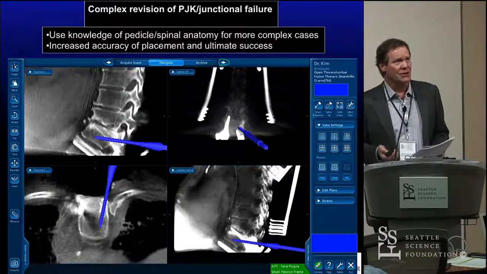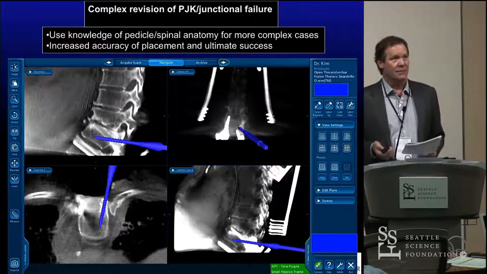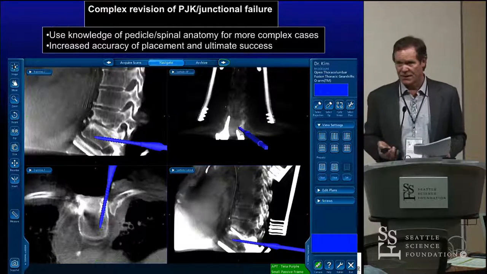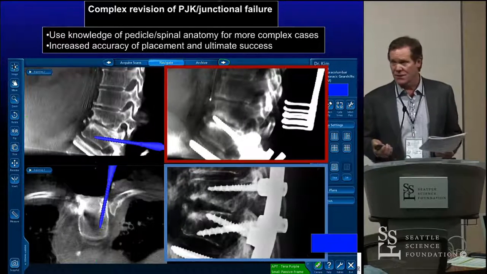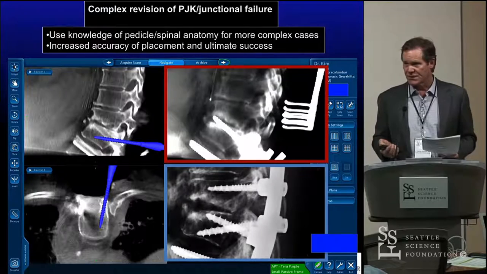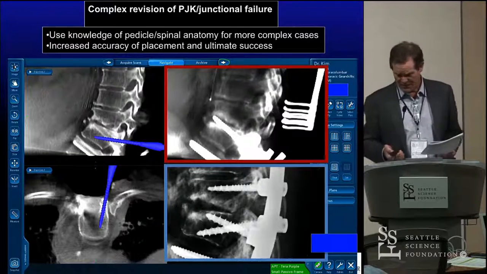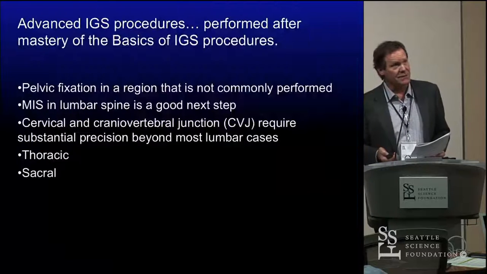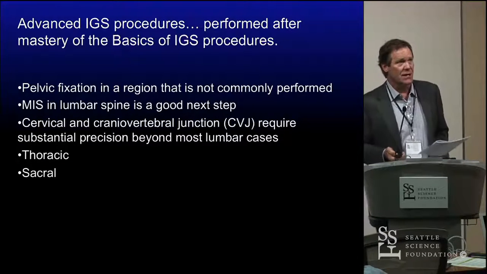So here are some other cases, complex revision cases. Here's a PJK case where the screws migrated out and you have a kyphosis over the top of a previous long fusion. This turned into a pretty simple case, but these are the kinds of places where you're going to use custom trajectories, as we see in the lower right-hand corner, where you have some creative ways to fix this spinal problem.